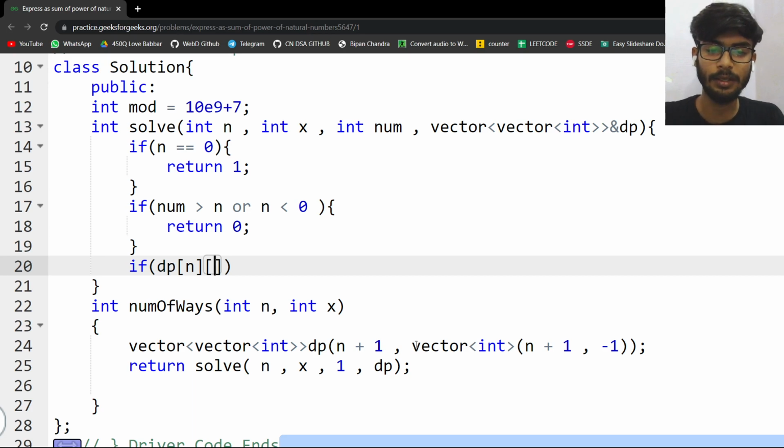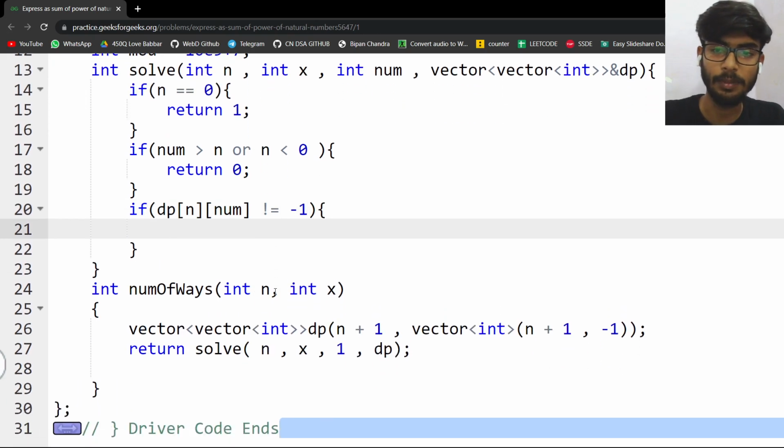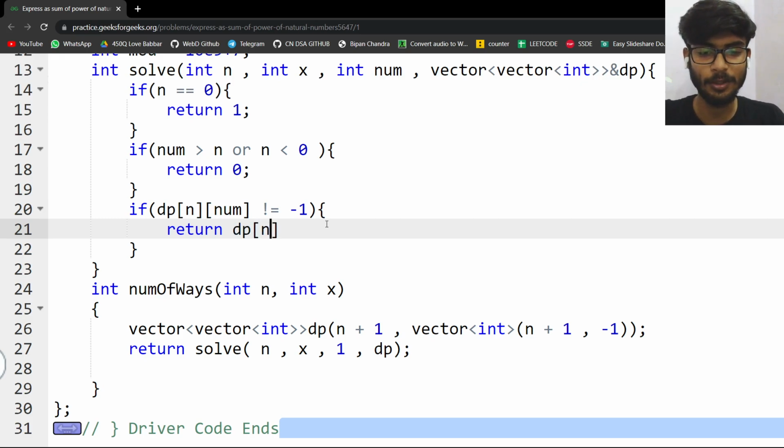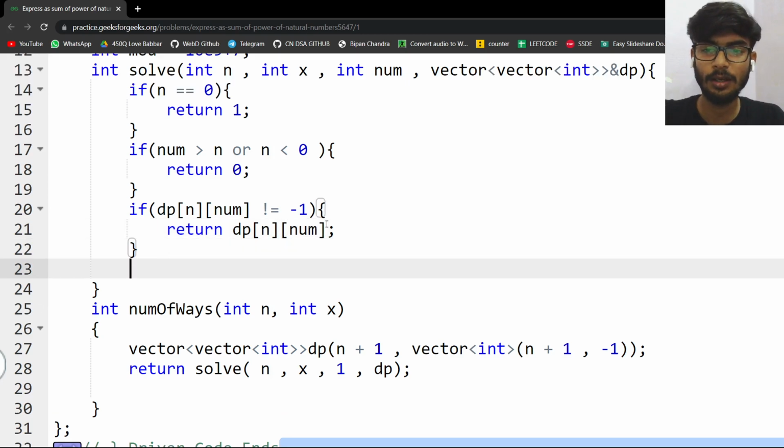If I look carefully at our dp of n and the num we are getting, if it is not equal to -1, it means there is already a value present in the dp array at this particular place, n num. So it means we have already calculated it, memoization. We already have the value, so I am going to return dp of n num, that's it. It is easy.